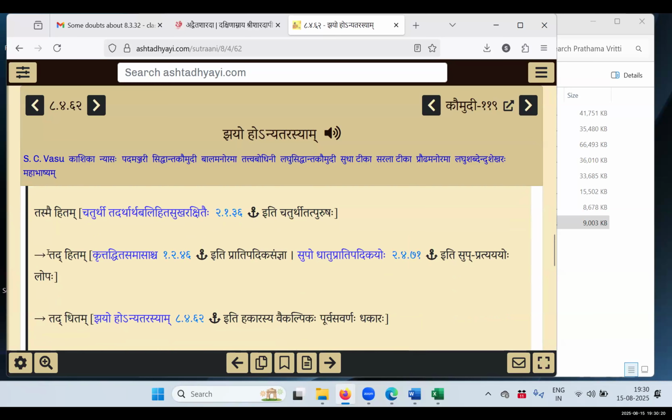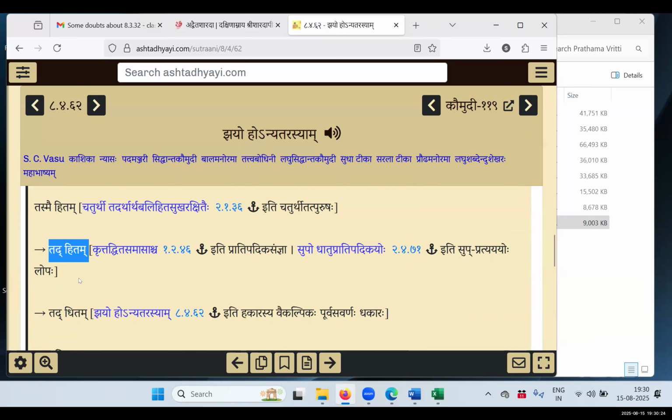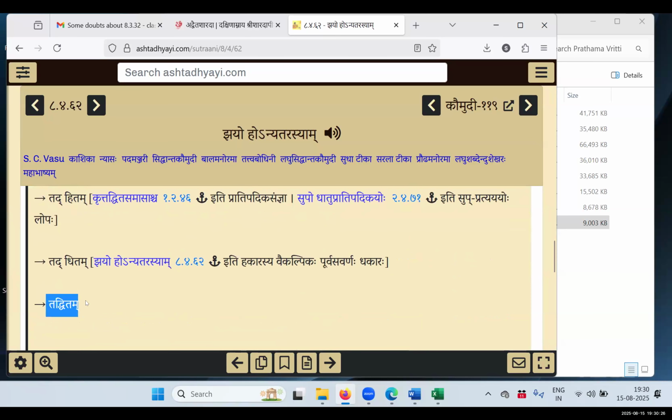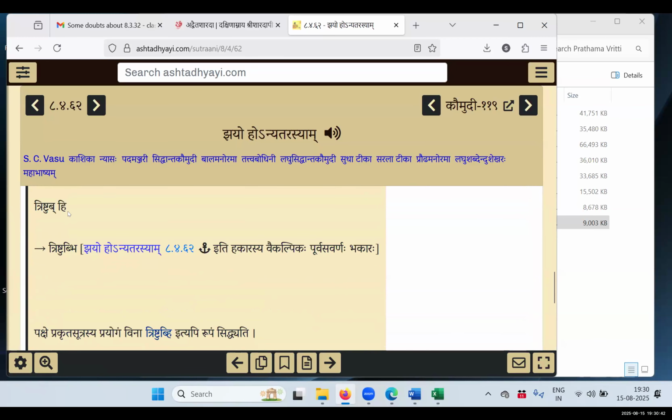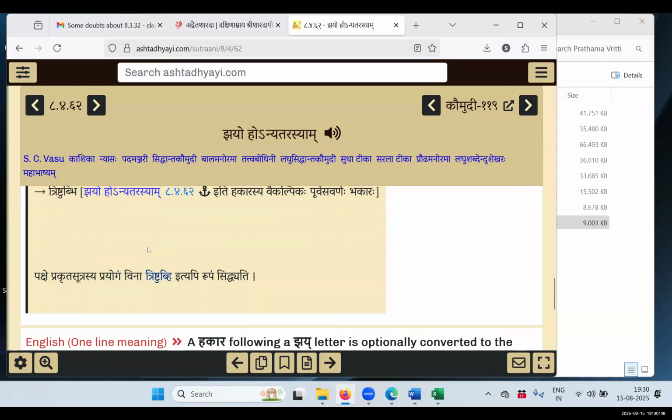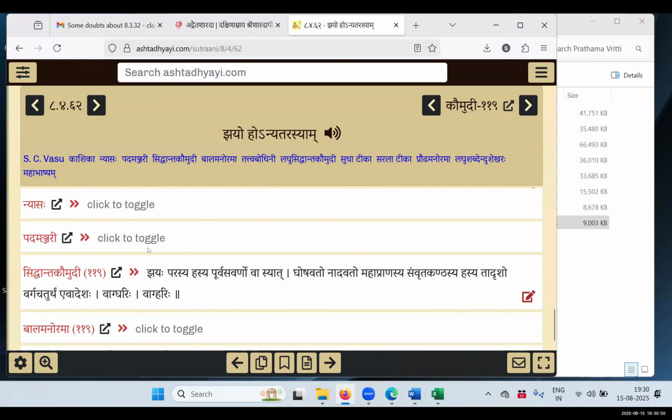Similarly, Dakaras. Tasmai hitam, tad hitam, fourth, chaturthi tatpurusha. Tad hitam will become tadhitam. This is the tadhita which you see in Panini. Tasmai hitam. It is good for the grammarians. They love it because you can make so many new nouns. Tadhitam, thereby tasmai hitam. Then trishtub he, Trishtubhi. For power guy, he gave one answer. Example.